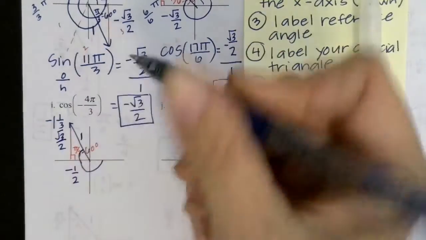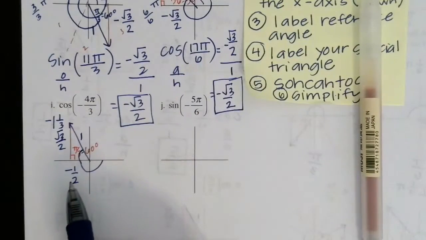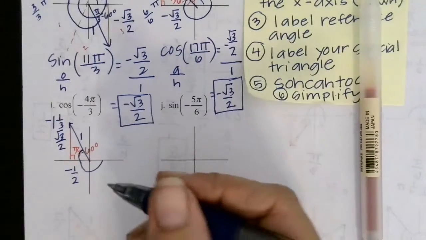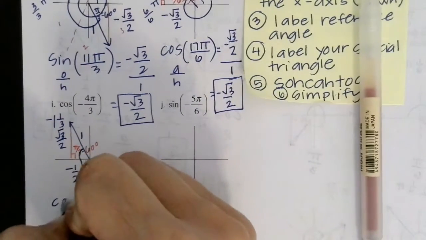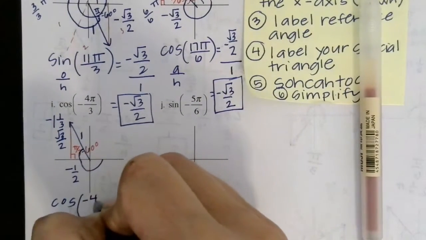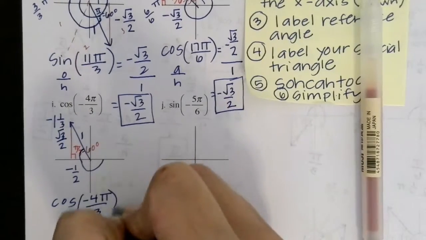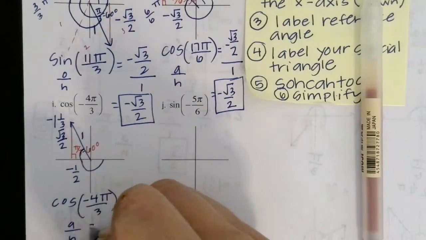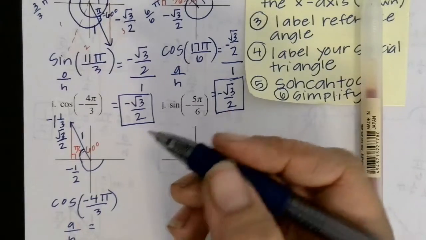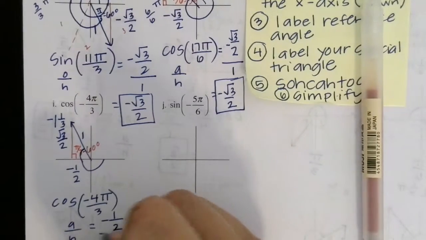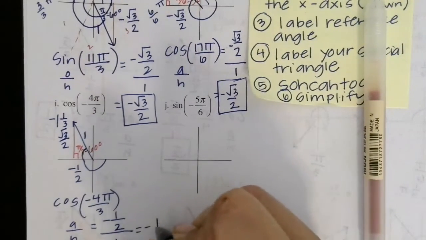And then I label my triangle, making sure to get the cosine as a negative because I'm on the negative x-axis. Cosine of negative 4 pi over 3 is adjacent over hypotenuse. So that gives me adjacent negative 1/2 over hypotenuse of 1, so that's just negative 1/2.